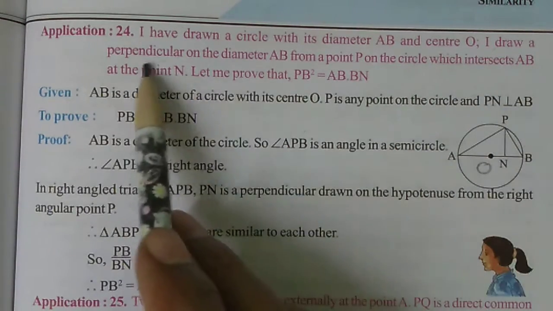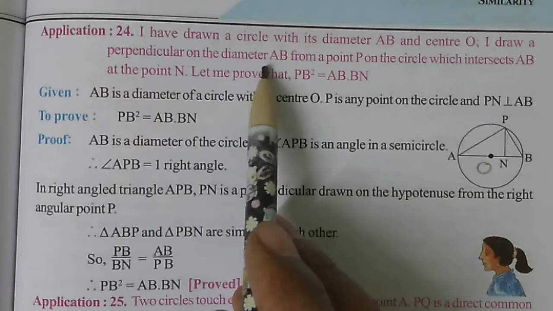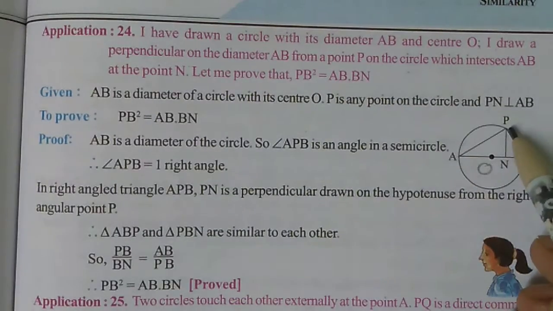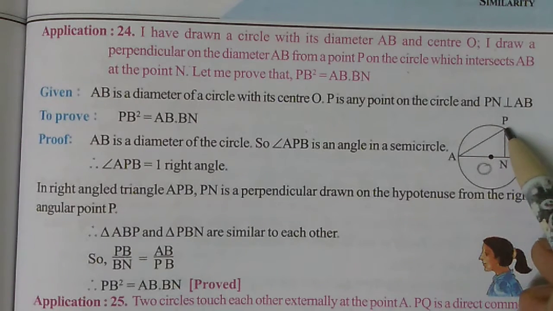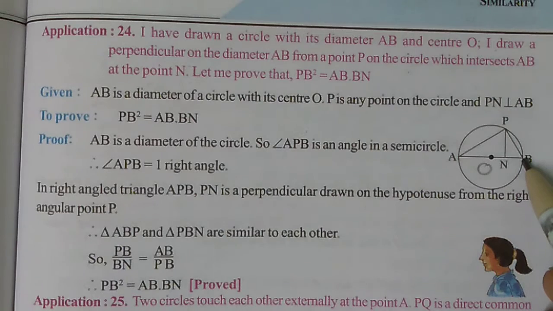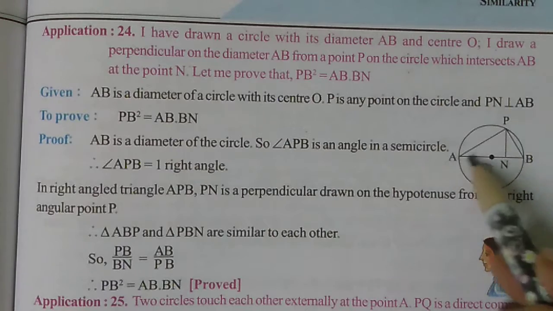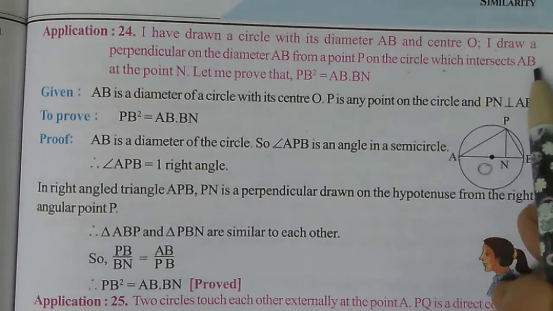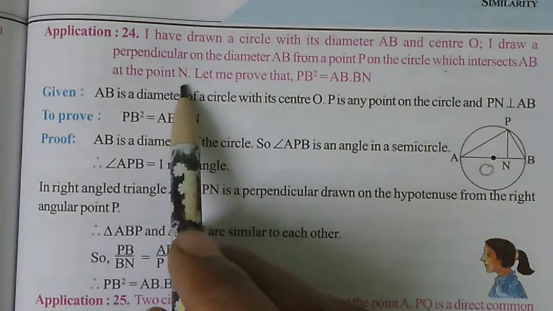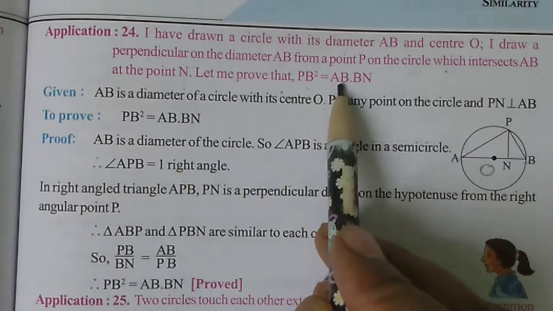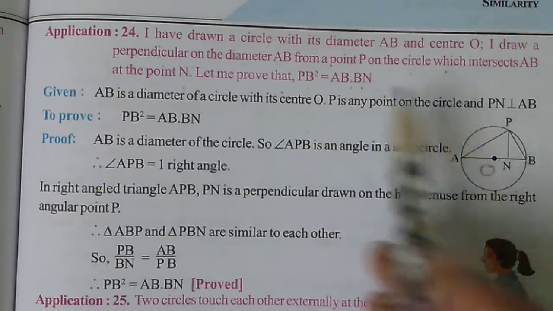I draw a perpendicular on the diameter AB from a point P on the circle. Here P is the point on the circle and I draw a perpendicular PN on AB. PN is perpendicular to AB, which intersects AB at the point N. Let me prove that PB square equals AB into BN.